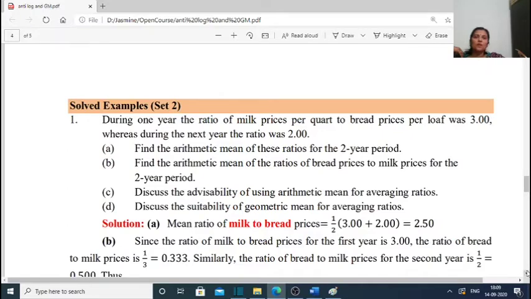So we have the mixing of the concept of arithmetic mean and geometric mean. So the mean of the ratio of milk is equal to, here two values are given, 3 and 2.